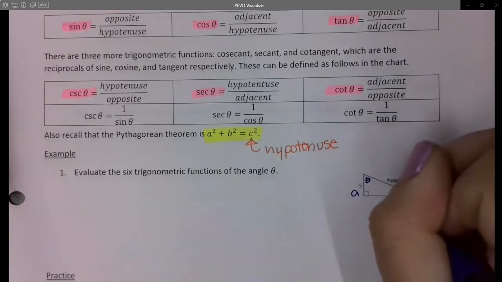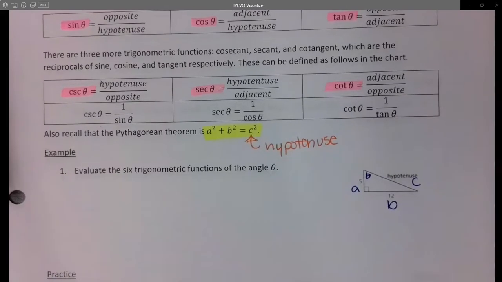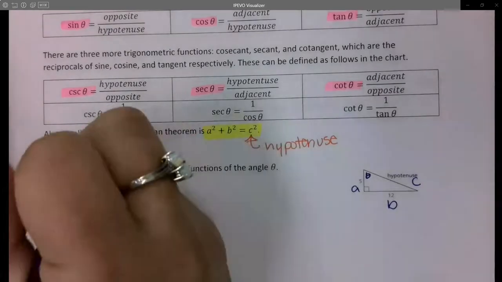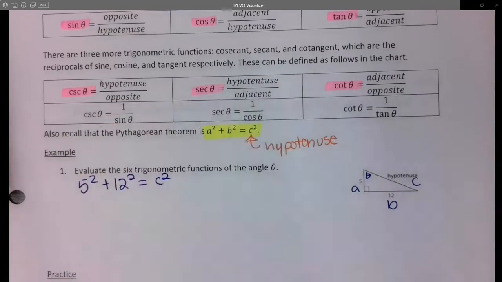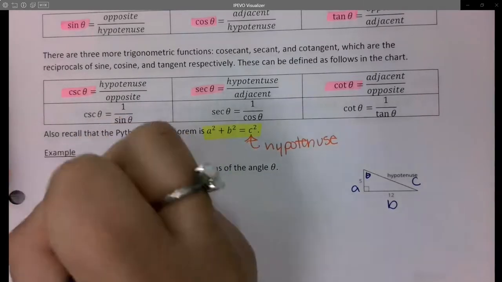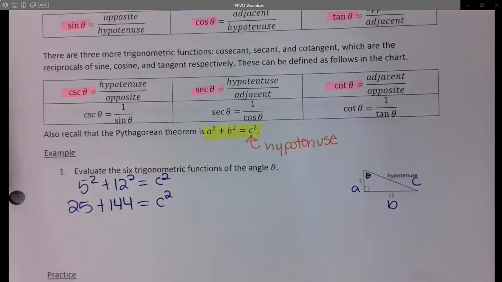So I'm going to label A, B, and C. A and B don't matter so much as C. C is always the hypotenuse. So I'm going to plug into the formula I've highlighted in yellow. I'm going to have 5 squared plus 12 squared equals c squared. Five squared is 25. 12 squared is 144, equals c squared.